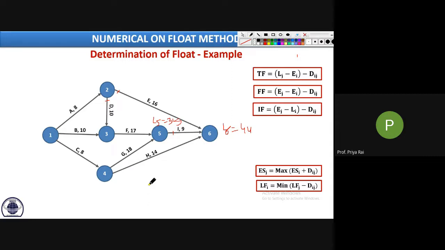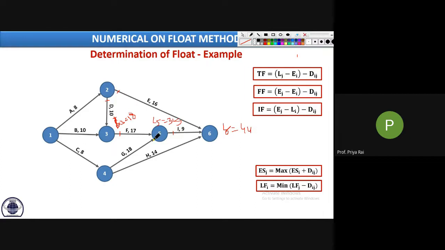3, ma'am. Okay, 3 we can calculate. For E3, only a single arrow tail is attached there, so the L value will be there. What is that LF value? It's 35. This arrow is coming from the 5th event, 18. So 35 minus 17, 18.